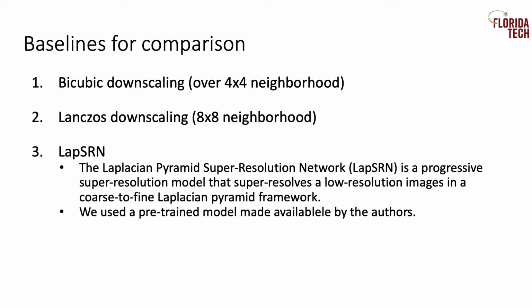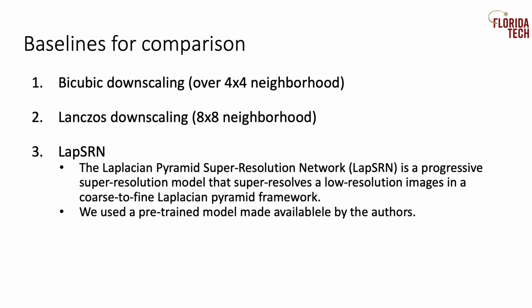Moving on to our baselines for comparison. First, we use bicubic interpolation. This method is interpolated over a 4x4 neighborhood and tends to produce smoother images with few interpolation artifacts. Next, we also use Lanczos downscaling that interpolates on an 8x8 neighborhood. This method smoothly interpolates the value of a pixel using the Lanczos kernel.